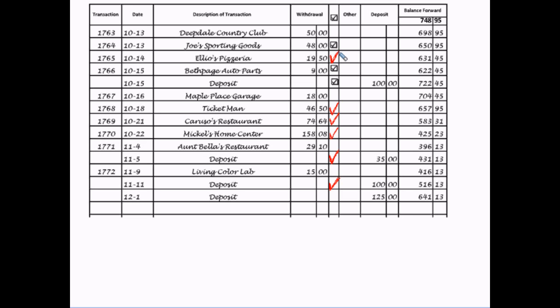The next thing you want to do is calculate the outstanding withdrawals, which are just the outstanding checks. So we go through, and I'm going to highlight it, but in your own register you probably wouldn't highlight it. Anything that didn't clear yet is an outstanding check. I want to add those up. I have a $50, an $18, $29.10, and a $15. I add those up, and there's $112.10 outstanding.